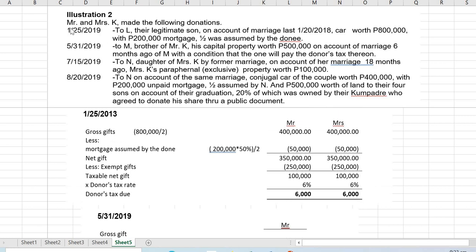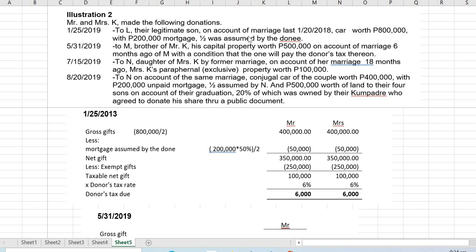Okay, so the requirement is to compute for the donor's tax for Mr. and Mrs. K, for each donation, each date of donation. Because every time you donate, you file or pay donor's tax. Okay? So first, this is January 25, 2019.